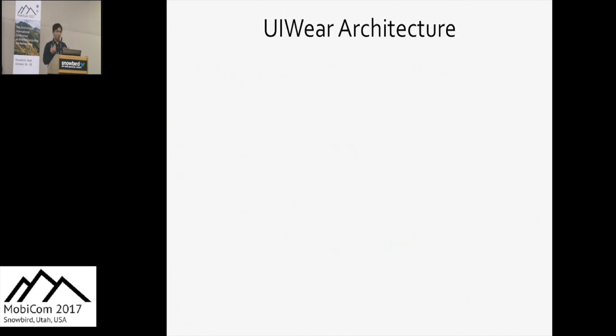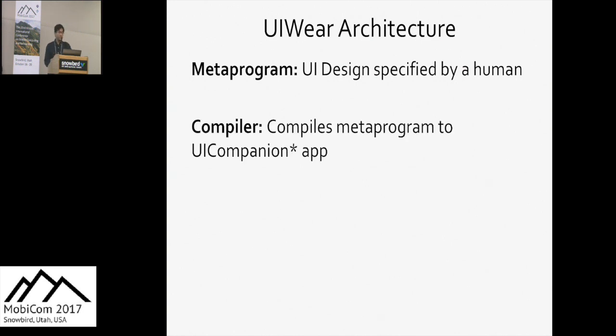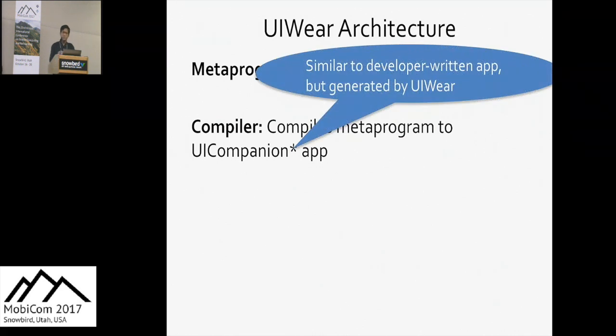So I'm going to introduce the overall architecture of UIWear. There are mainly 3 components. The first component is the Metaprogram. This is the only part that needs a human in the loop. And the next is the UIWear compiler. It compiles the Metaprogram to generate the UI companion app. The UI companion app is similar to a developer-written app, but it is generated by UIWear.